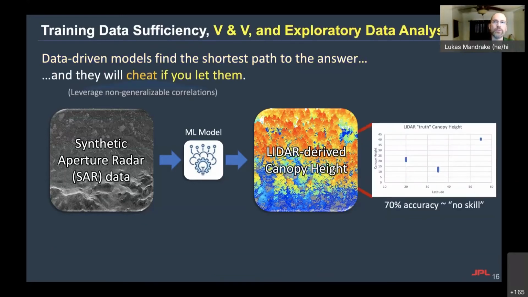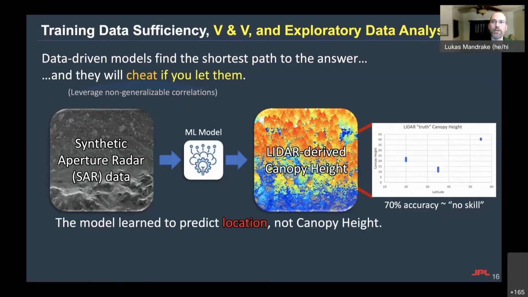The problem is revealed in the training data itself. Samples were taken from 3 disparate locations in 3 different kinds of forest, with very similar canopy heights within each forest and very different heights between the forests. The shortest path for the model was to predict only which forest I'm currently in based on the SAR data, and then just guess the average height of that forest. Not at all what we were hoping for. And clearly here, 70% accuracy actually defines a baseline of no meaningful predictive skill.